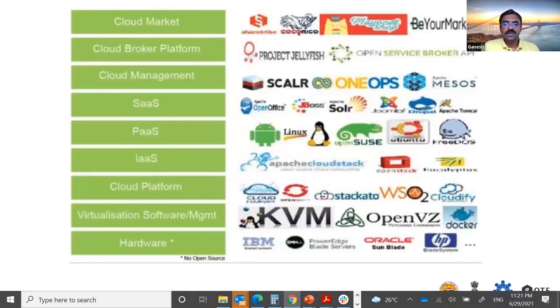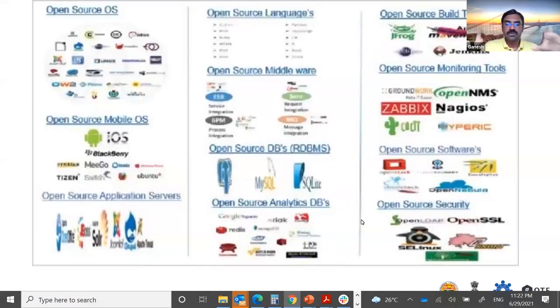So in the next subsequent slides, I just wanted to show what different tools and platforms are available in the open source scenario, be it hardware, virtualization software as a management, cloud platform, infrastructure as a service, PaaS, SaaS models, cloud management, cloud broker platform, all these different tools which you find here. Some places it is open source, some places it is proprietary, but we have access to the majority of these open source components.